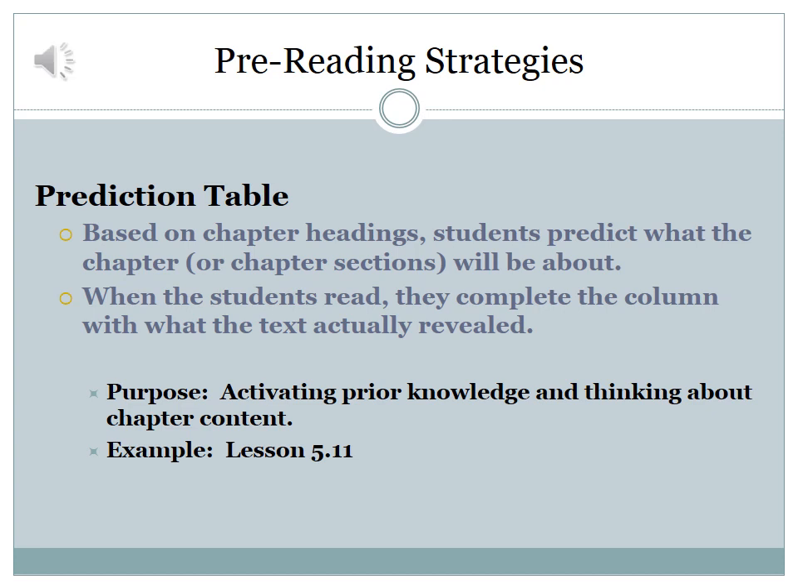In Chapter 5, students will use a prediction table to activate their prior knowledge. Based on the chapter headings, students will predict what the chapter content will be about. As the students read, they will complete the column with what the text actually reveals. In this way, this strategy is both a pre-reading and a during-reading strategy. Its purpose is to activate prior knowledge and think about the chapter content before reading.